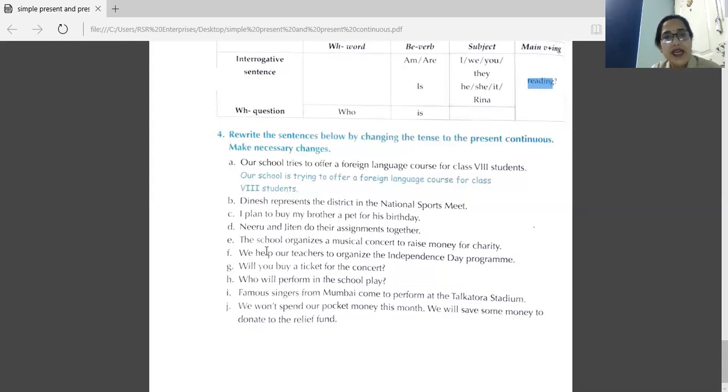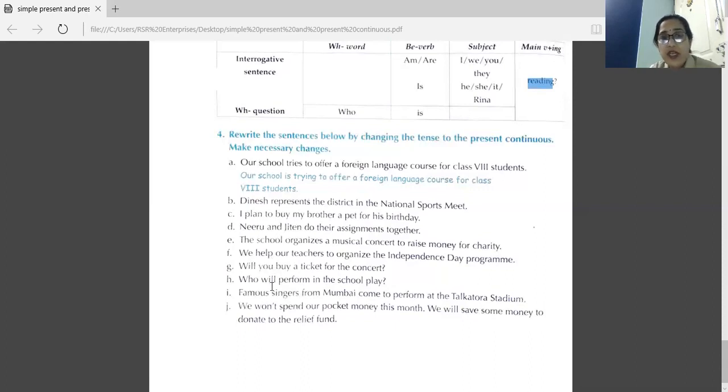Next one. The school organizes a musical concert to raise money for charity. Now the school is organizing, and the rest of the sentence as it is, a musical concert to raise money for charity. Fifth: we help our teachers to organize the Independence Day program. Your answer is: we are helping our teachers to organize the Independence Day program. You have to change help to are helping, only that.